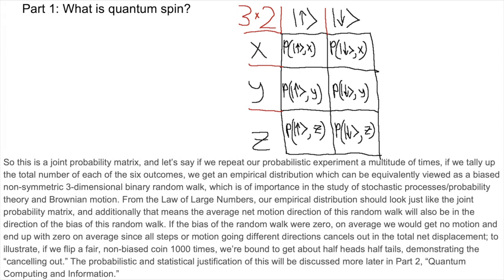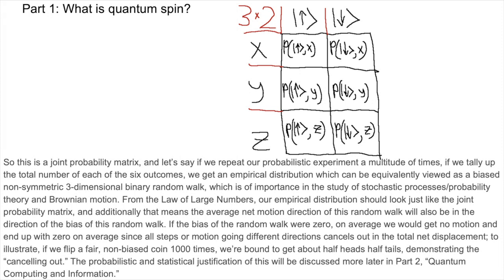From the law of large numbers, our empirical distribution should look just like the joint probability matrix, and additionally that means the average net motion direction of this random walk will also be in the direction of the bias of this random walk. If the bias of the random walk were 0 on average, we would get no motion and end up with 0 on average, since all our steps or motion going different directions cancel out in the end in the total net displacement.